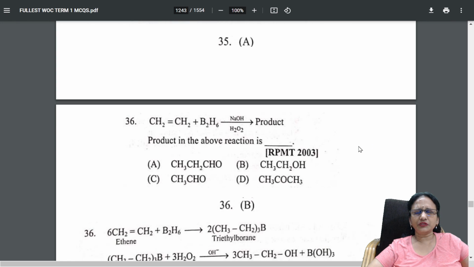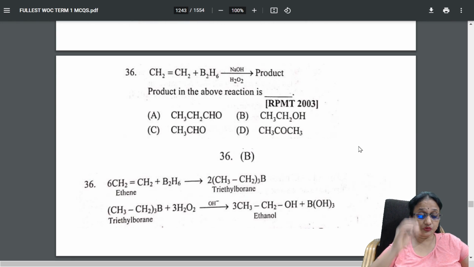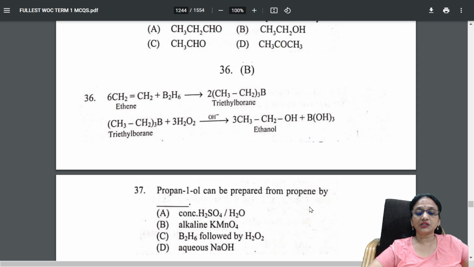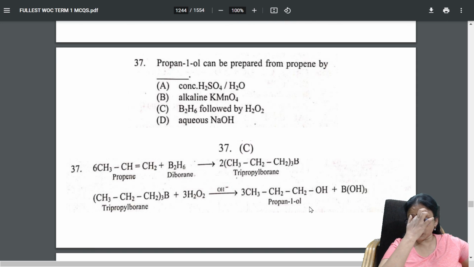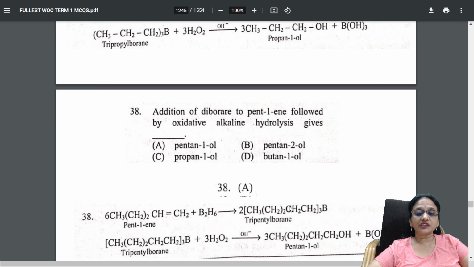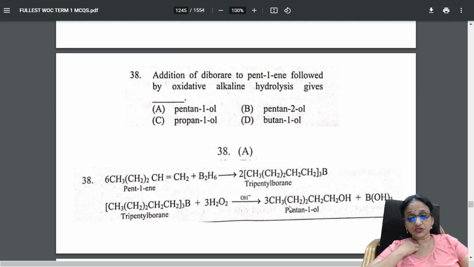For the reactions of alkenes with diborane, alkenes are getting converted to primary alcohols. So the diborane reaction is given in this way. Check this reaction. This is one more diborane reaction, where unsymmetrical alkenes are getting converted to primary alcohols. Then comes your diborane reaction further, where unsymmetrical alkenes are getting converted to primary alcohols.